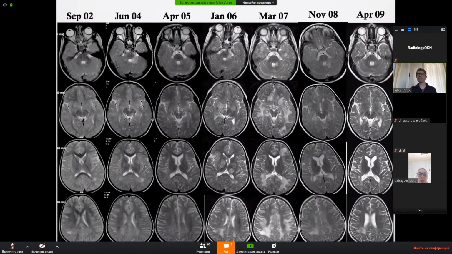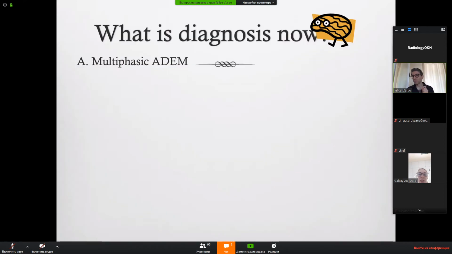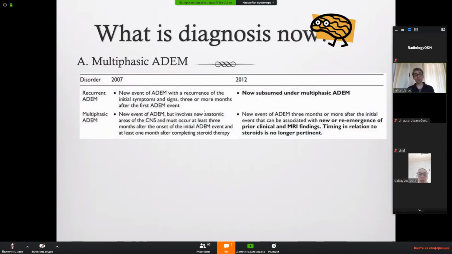So we have 7 years of evolution of lesions that look like ADEM, but keep popping up here and there. And at some point, the child developed atrophy. So what is that? Let's look at the definition of multiphasic ADEM. A new event of ADEM 3 months or more after the initial event that can be associated with the new emergence of prior clinical and MRI findings.